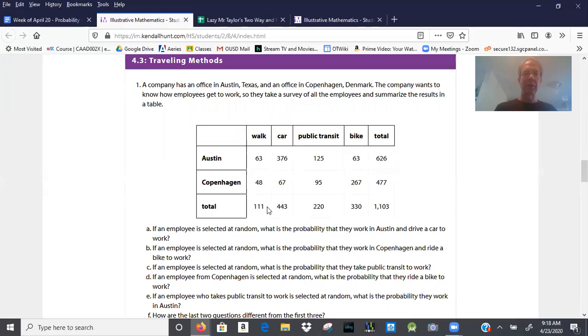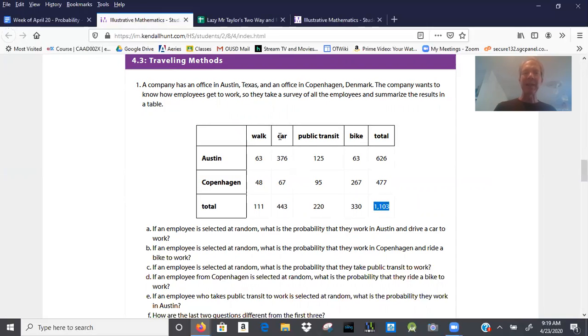So I can see there's 111 people who walk. There are 477 people in Copenhagen. All these people in total who were surveyed were this many people. From this, there's a lot of questions I can answer, but I can also figure out the percentages. Like if I ask you the people in Copenhagen who ride a bike, what percentage of this group, you can say, well, it's 267 out of 1,103, that fraction or whatever that is as a decimal number or as a percentage.